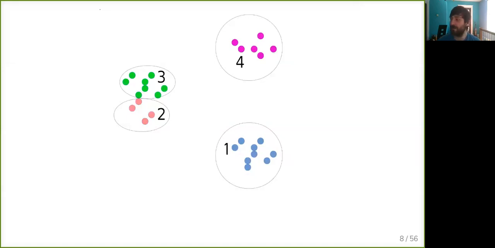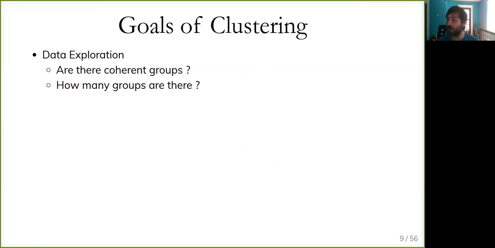And so one of the main problems with clustering is that if you cluster a data set, it's unclear how to evaluate whether the clustering is good or not. And that's something I'll talk a little bit more about later. But generally, it's very hard to know, if you apply a clustering algorithm, whether the result you get is useful for your application. So what are the kind of applications where you might want to use clustering? I think the most common use case is data exploration. In data exploration, we are asking, are there coherent groups in the data, and potentially how many of these groups are there?